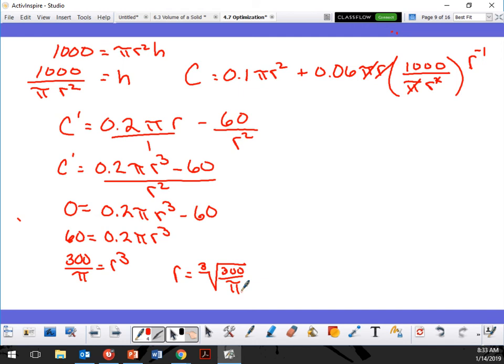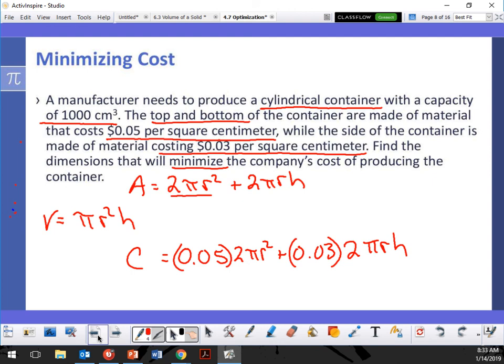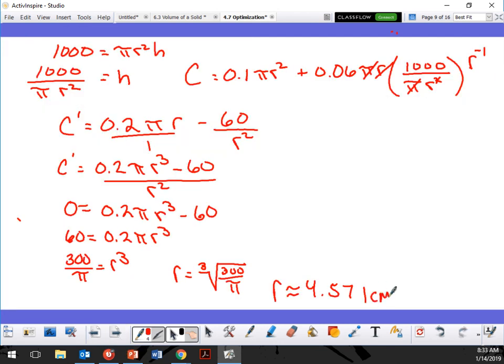So 4.57. R is about 4.570. 571, wouldn't it be? What's the next number? 7. Okay, 1. What are my units? Centimeters. So to minimize this, my r would be 4.571 centimeters.